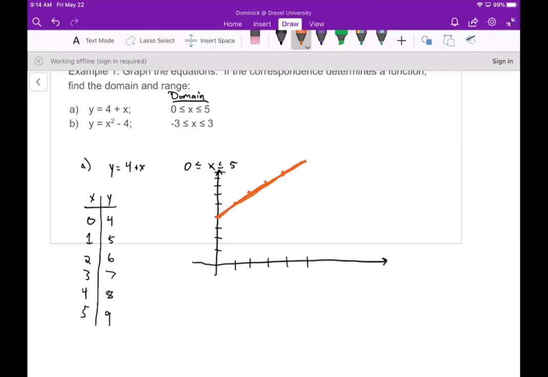Okay. So now, of course, the domain was handed to us. The domain was just 0 to 5.